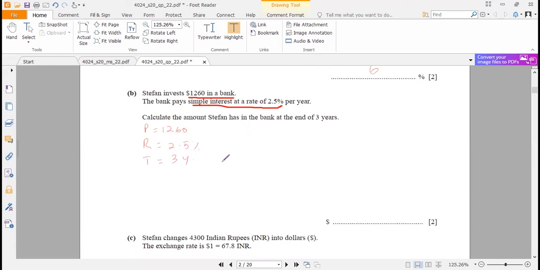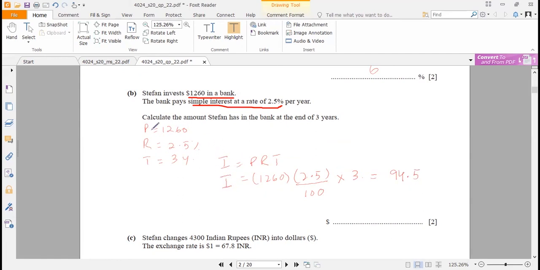For this we use the simple interest formula, that is I equals PRT. P is 1260, R is 2.5, obviously in the form of a percentage, so we divide by 100, and multiply by 3, that is T. So the result will be 94.5. But this will be the interest after 3 years.